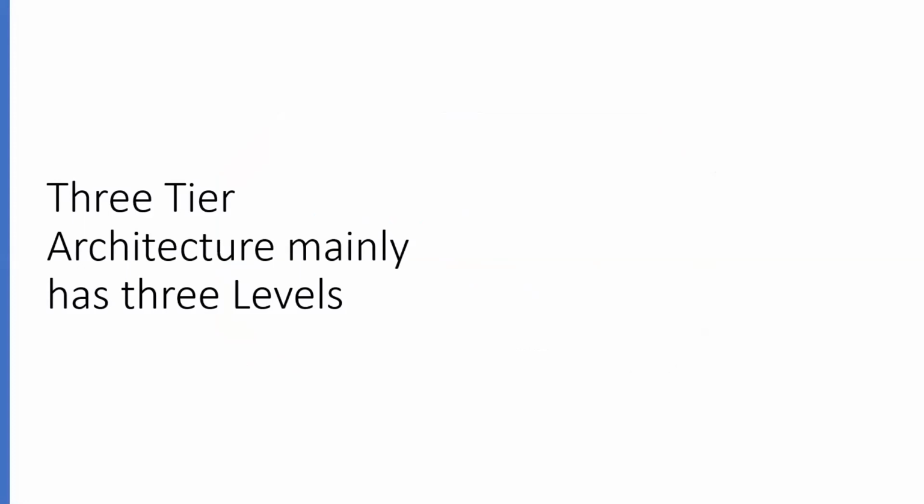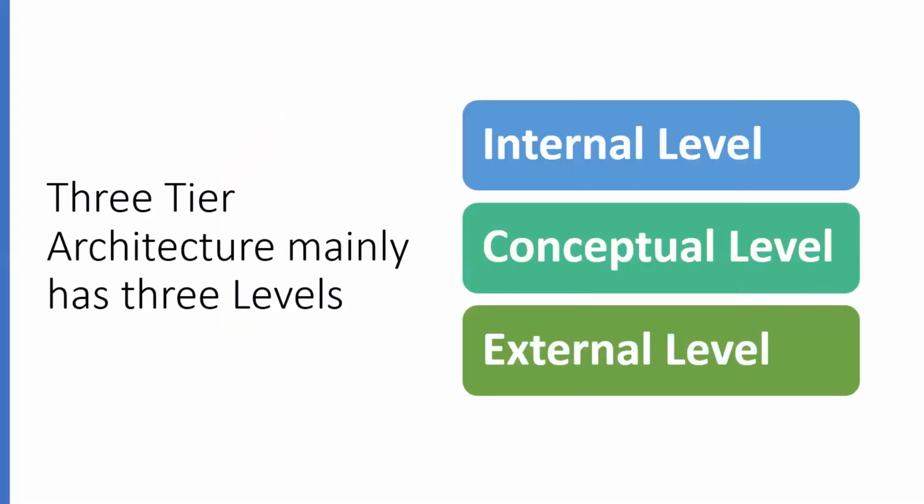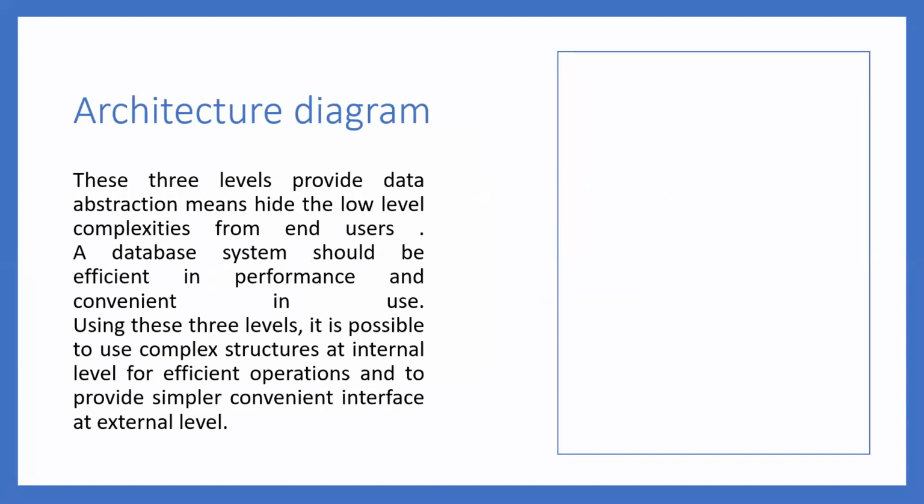So today our concept is 3-level database architecture, or 3-tier architecture. Both are the same. We have 3 levels: internal level, conceptual level, external level. Internal level we can call the physical level, conceptual level is also called the logical level, and external level we can call the view level also, the end users' view level. These 3 levels provide data abstraction.